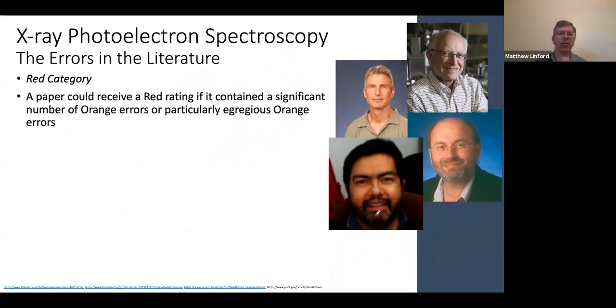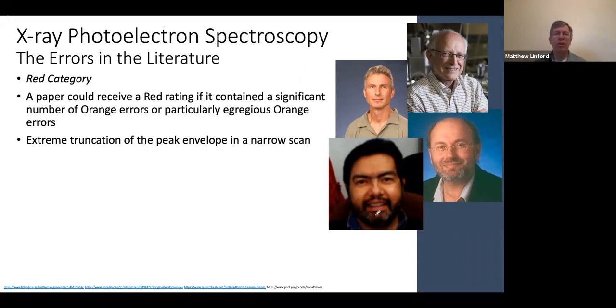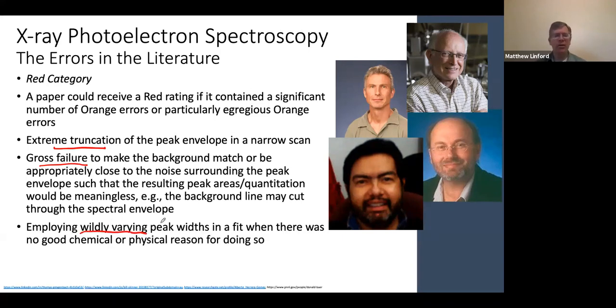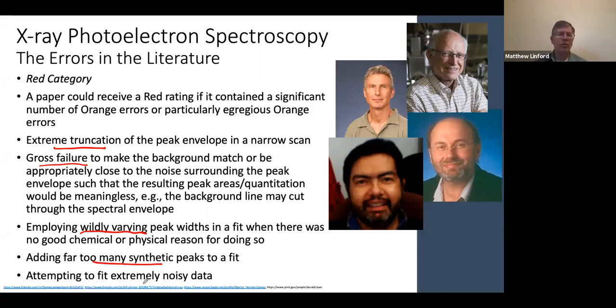Okay, well, what happened in the red category? If we had a lot of really bad orange problems, then we might give the paper, or at least the spectra, a red rating. And I keep saying paper, but I just mean the spectra. We never graded the science in the papers. We didn't care about the rest of the paper. We just looked at the XPS data. Sometimes there was extreme truncation of the peak envelopes. Sometimes there was a gross failure to make the background match the noise around the peak. Extremely widely varying peak widths was another issue, adding far too many synthetic peaks to a fit. So you can see these are more extreme examples of those orange errors. Attempting to fit extremely noisy data. So maybe I drew more of what a red spectrum would look like instead of an orange one before.